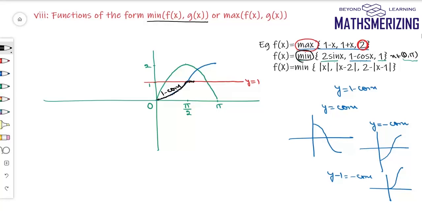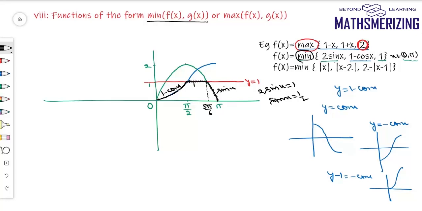And then it will be y equals 1. And then it will be the graph of sin x. Now I'll find this point of intersection. So if I put y as 1, I'll get 2 sin x as 1. So the value of sin x will be 1 by 2. So this will be pi minus pi by 6, so there'll be 5 pi by 6.